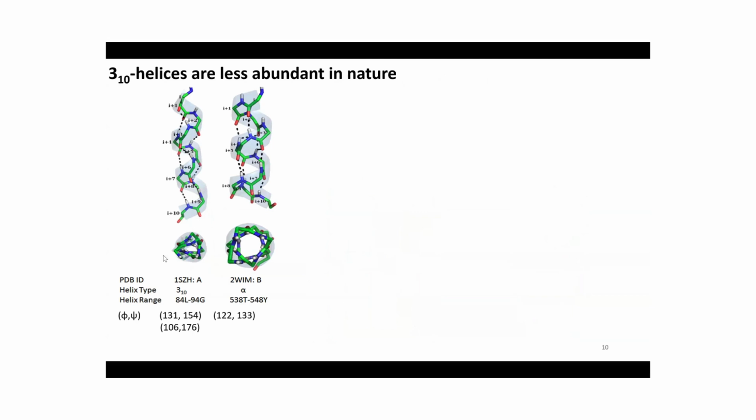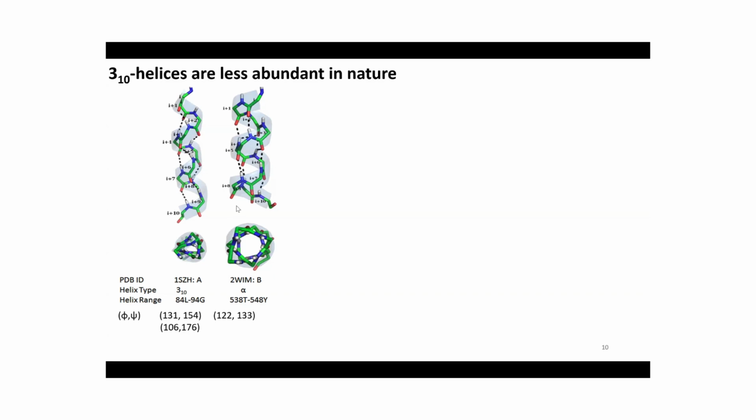So in nature, 3-10 helices are really less abundant. In fact, only 4% of the residues are in 3-10 helix. And also, if you go carefully, then you will remove those helices really significantly, because all of them are really short, 3 residues, 4 residues long. So in fact, only around 1,000 of the 3-10 helices are more than 6 residues long.